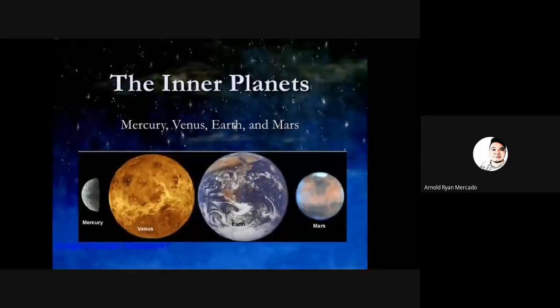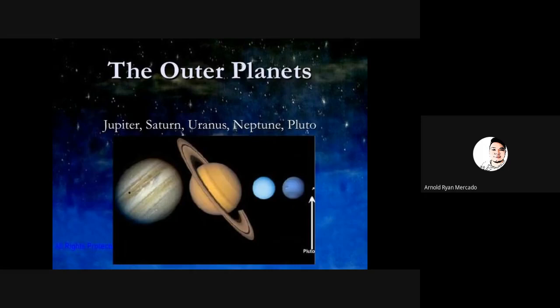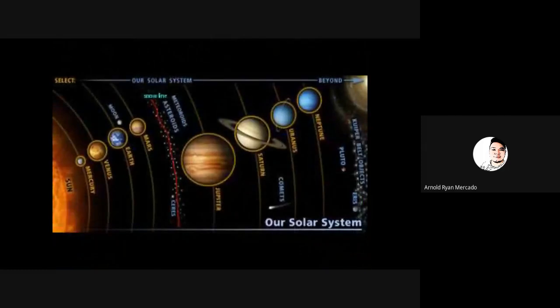Ayan. The inner planets. So ito yung mga tinatawag natin ding terrestrial planets. No? Mercury, Venus, Earth, and Mars. Kadalasan kasi, sila yung malapit sa sun. And aside from that, talagang may lupa sa mga planets ito. Ito naman yung outer planets or gaseous planets. Kasi sila yung kadalasang made up of gas. Jupiter, Saturn, Uranus, Neptune. So si Pluto, hindi na siya considered as planet, di ba? Kasi isa na siyang planetoid. Yan yung kabuuan ng ating solar system.